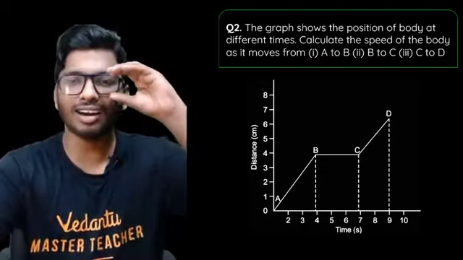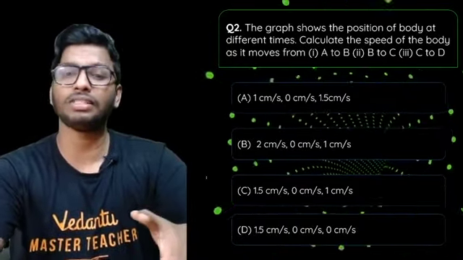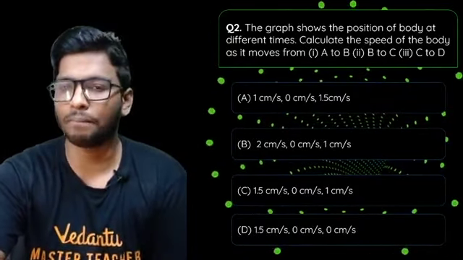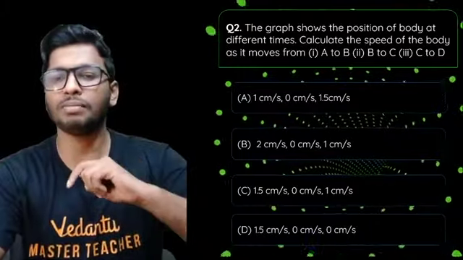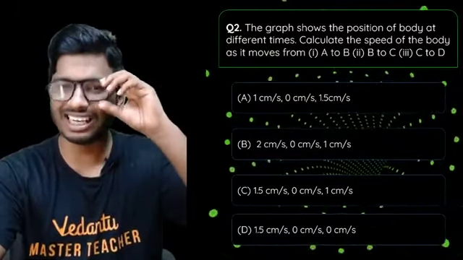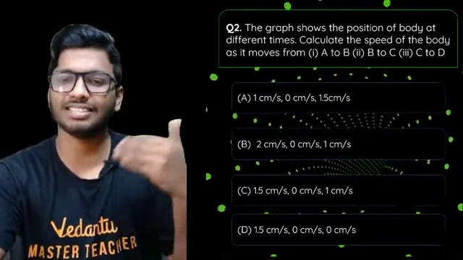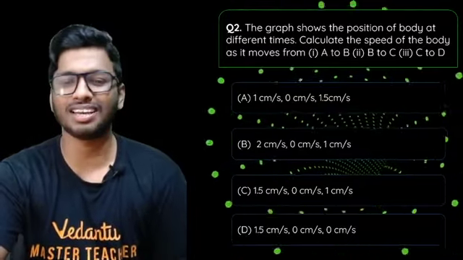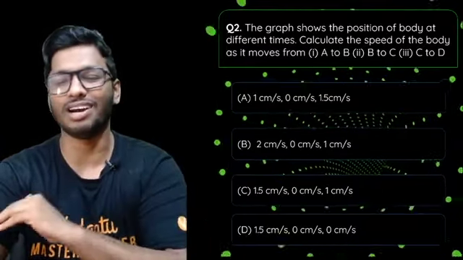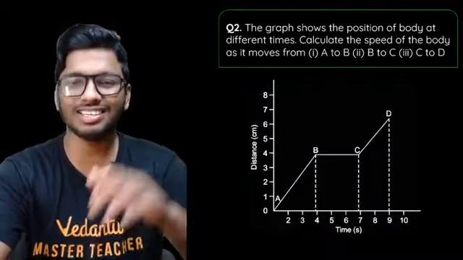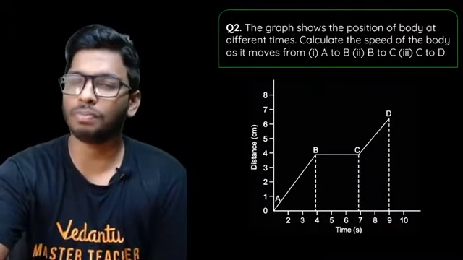Your options are like this. You have 1 centimeter per second, 0 centimeter per second, and 1.5 centimeter per second; 2 centimeter per second, 0 centimeter per second, and 1 centimeter per second; 1.5 centimeter per second, 0 centimeter per second, 1 centimeter per second; or 1.5, 0 and 0 centimeters per second. So this is the graph. You're supposed to find out what is the speed once again, guys.